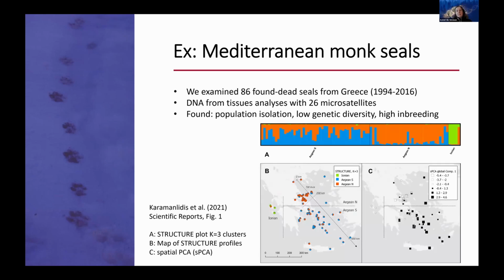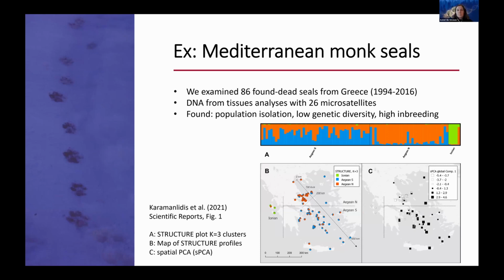And we examined 86 animals that were found dead around Greece over a decade and used DNA from tissues and analyzed these with 26 microsatellite markers. And when we did this, we found some signs of population isolation and low genetic diversity and high inbreeding.